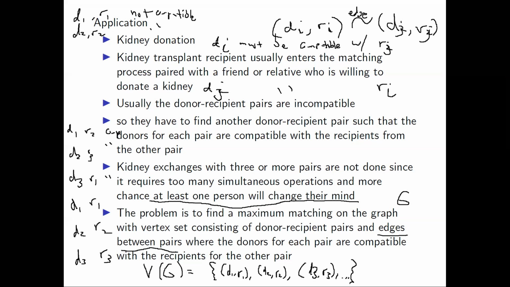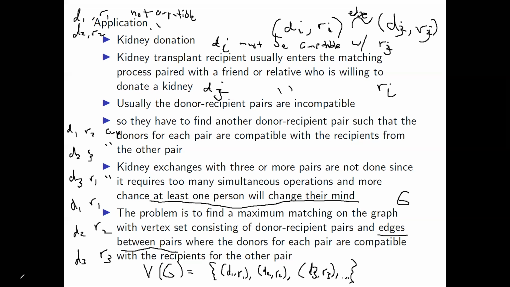So we're not taking people as vertices. We are taking these pairs of people as vertices, a donor and a recipient pair. So each of those donor recipient pairs is a vertex. We put edges between the pairs if DI, RI, and DJ, RJ are compatible, if those two pairs are compatible.